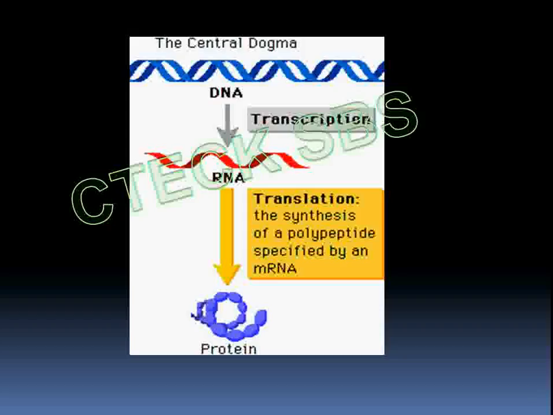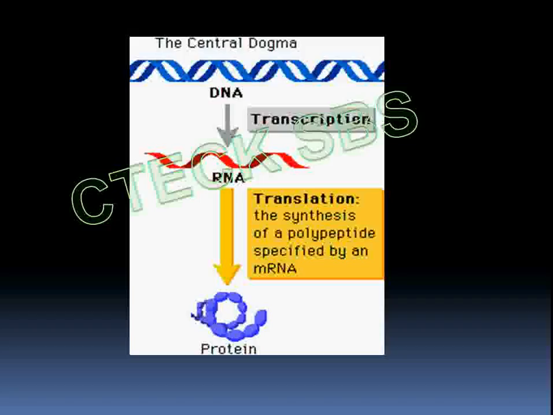Protein is the expression of a body. That means if the right kind of protein is produced by a body, it is said to be a healthy body. And if a wrong protein is formed by a body, a defective protein, then the body is said to be diseased. So this is the formation of a protein from the basic unit of life, that is DNA.